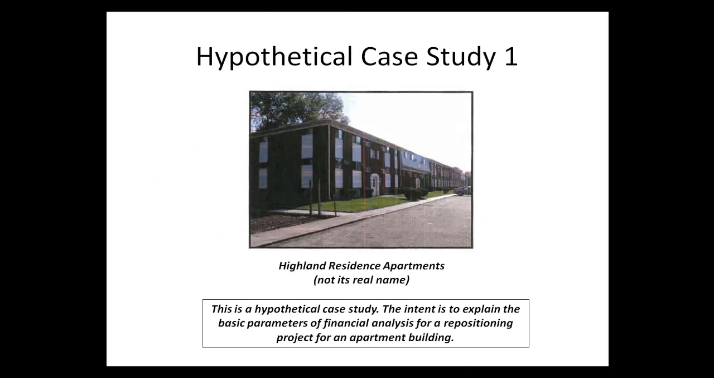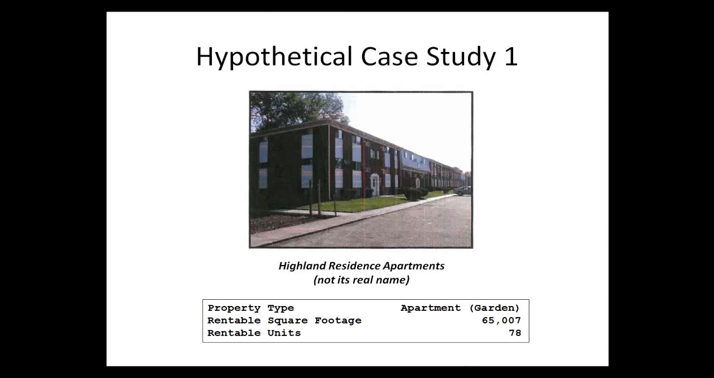Hypothetical Case Study 1. Highland Residence Apartments. Not its real name, not its real picture. This is a completely made-up case. The intent is to explain the basic parameters of financial analysis for a repositioning project for an apartment building. We're assuming this apartment is a garden style with 65,000 square feet and 78 rentable units.